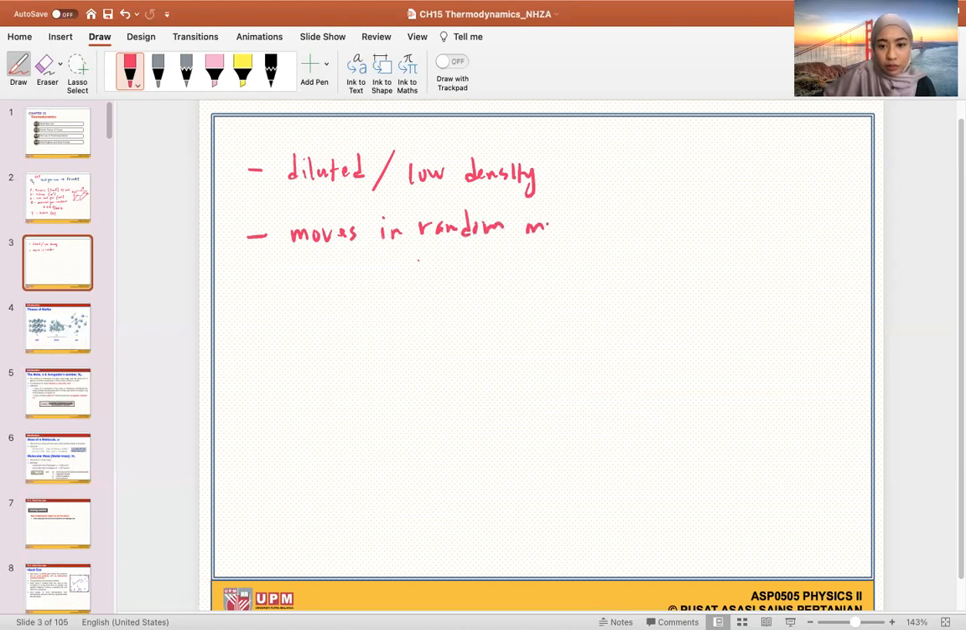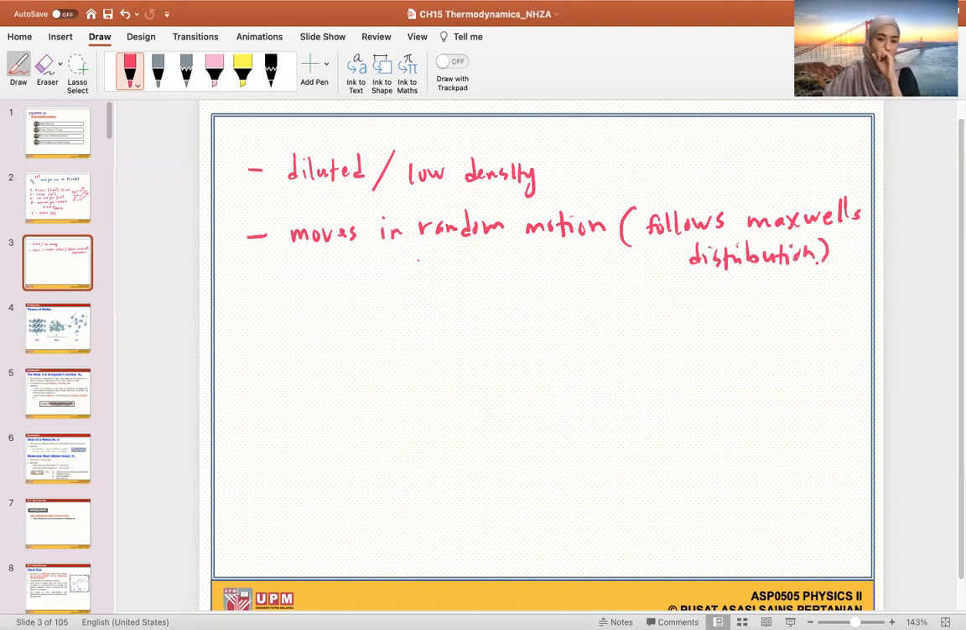Random motion, and this is called the Maxwell distribution. It follows the Maxwell distribution. We will also talk more on this. I'll just highlight it a little for now. Follows Maxwell distribution. What on earth is a distribution? This is statistics. I'm not sure if you have started learning statistics yet or not. What else? Can anyone help me? Diluted, low density, moves in random motion. No interaction between the molecules.